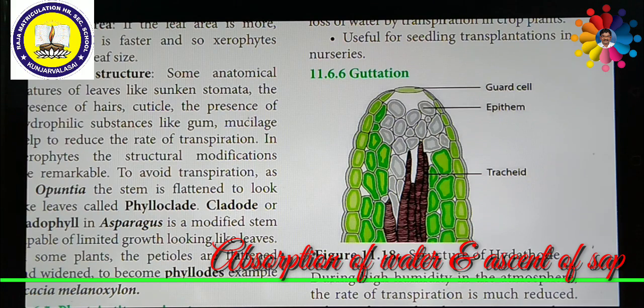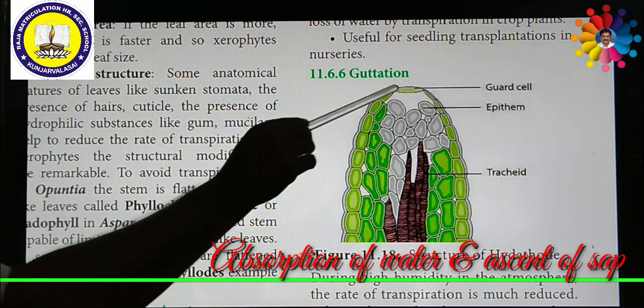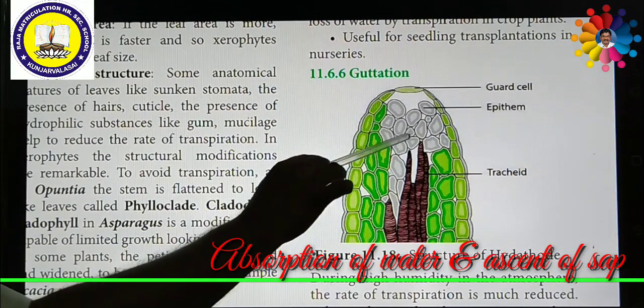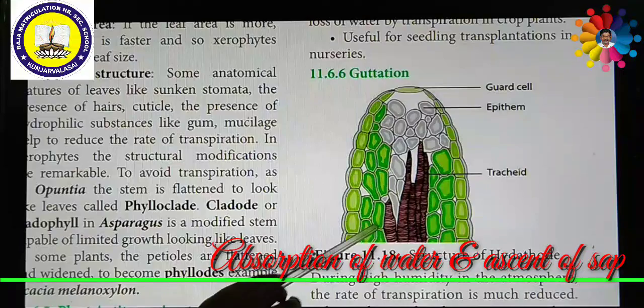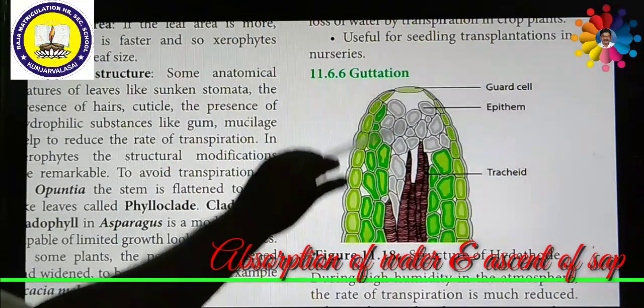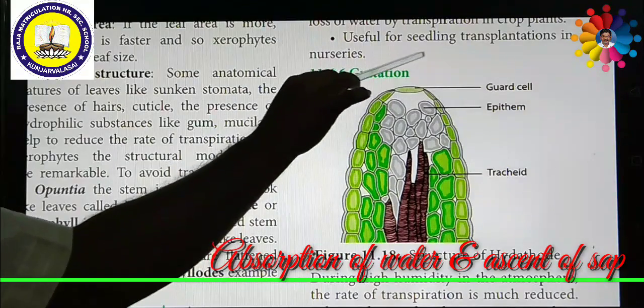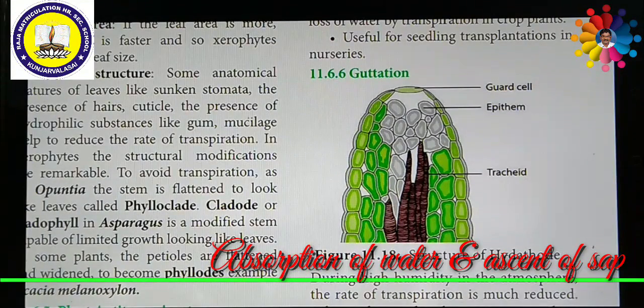This is called guttation. So guttation, they may ask in a 2 mark or 3 mark question, including a diagram. So this is the structure of the leaf. The tip of the leaf has a guard cell. Just below the guard cell, the loosely arranged parenchymatous cells are called epithem. Through this way, the excess amount of water will be exuded to form a droplet. The droplet is called guttation.